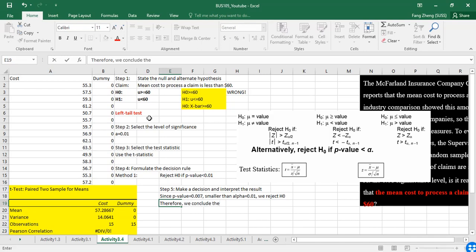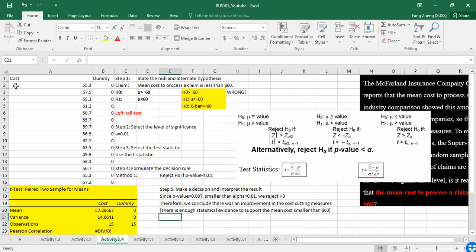Therefore, the interpretation is like this. We conclude there was an improvement in the cost-cutting measures because there is enough statistical evidence to support the mean cost smaller than $60. Alright, so this is our step 5. So we complete this question.